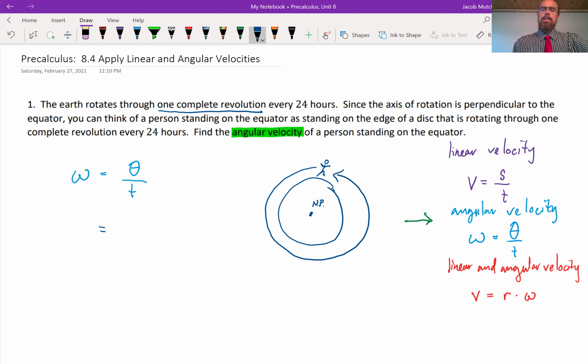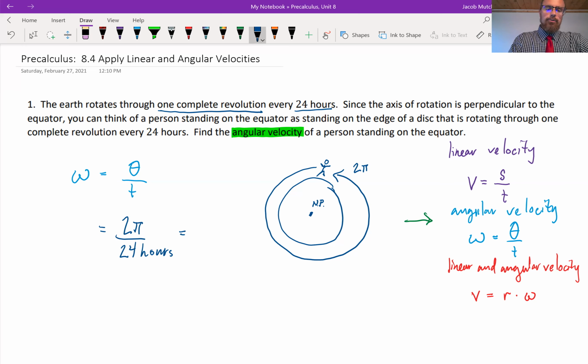So a full rotation around the planet, really around any circle, is going to have a central angle of 2 pi. So I'm going to place that as my central angle, 2 pi, divided by the time. So the time that's given here is 24 hours. So once I've got that substituted in, basically that is my angular velocity. I just need to simplify.